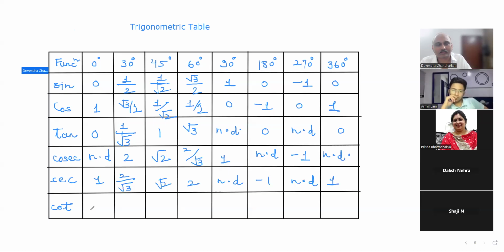Cot is 1 upon tan. So this is not defined. This is root 3. This is 1. This is 1 over root 3. This is 0. This is not defined. This is 0. This is not defined.